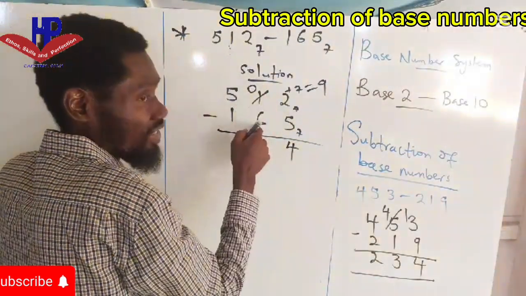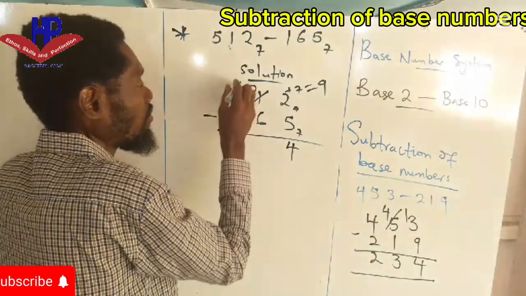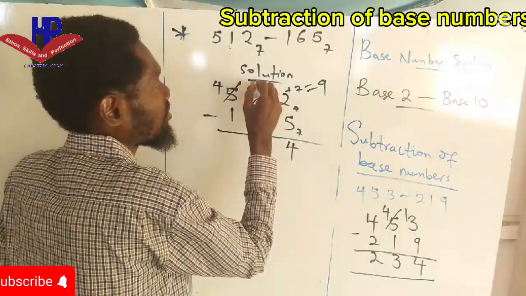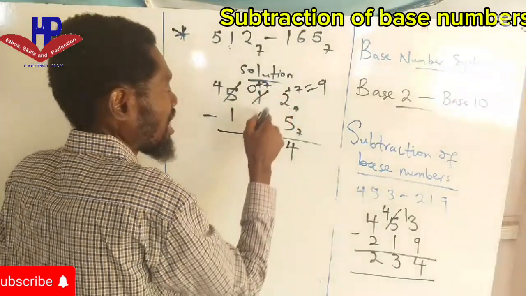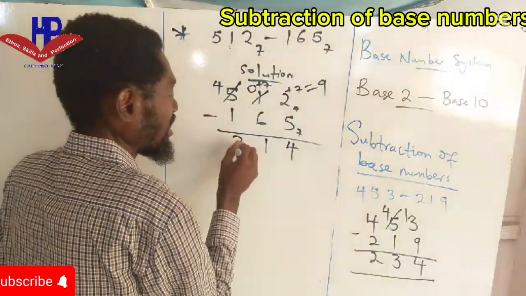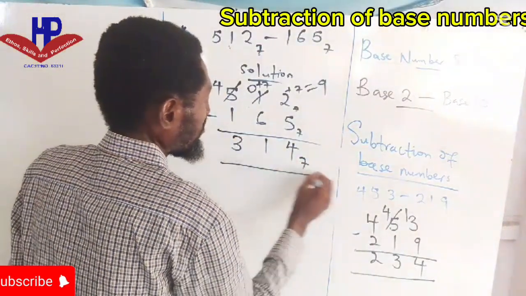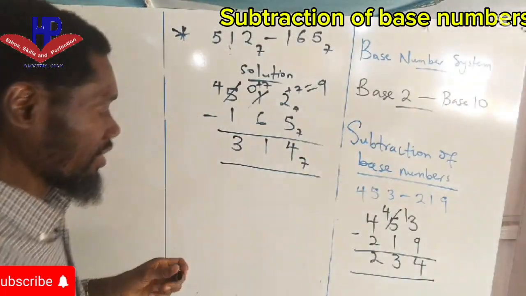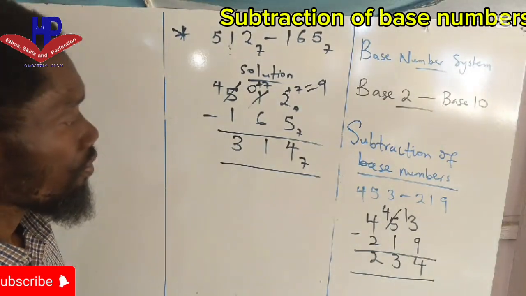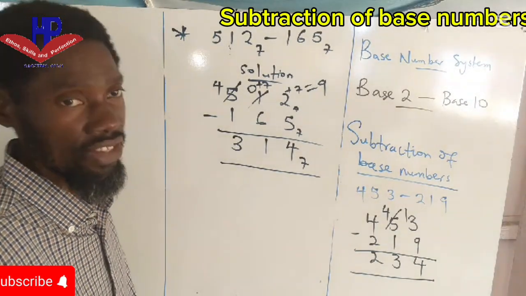0 take away 6 is not possible. Borrow 1 from 5, you're left with 4, but that one you borrowed is 7. So 7 take away 6 is 1. 4 take away 1 is 3. So our answer is 314 base 7.